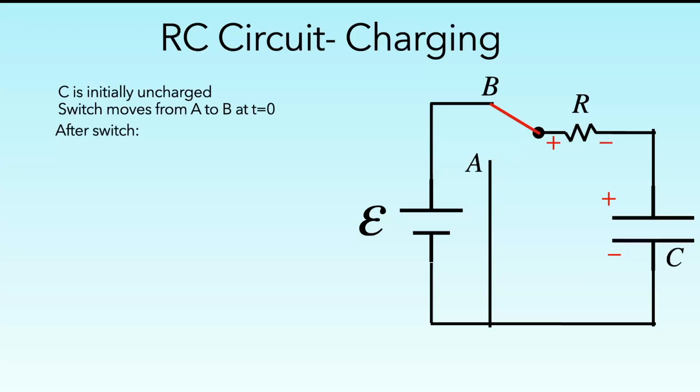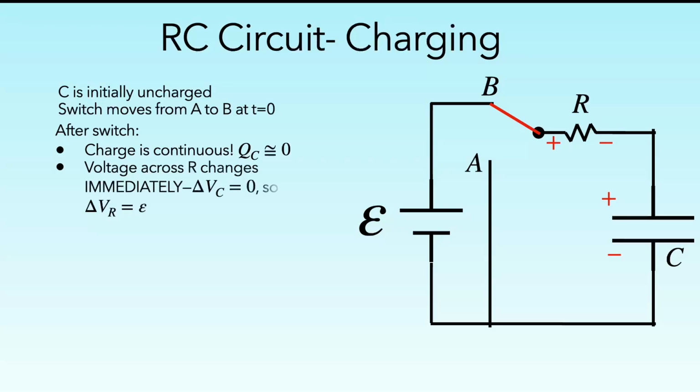Okay, so just after the switch moves, we remember that there's no charge on that capacitor. Charge can't move immediately, so the charge is continuous. The charge on the capacitor is about 0 still at the very instant after the switch is thrown. But the voltage across the resistor changes immediately. Why? Because there's no voltage across the capacitor. So if we do Kirchhoff's voltage law, going around in the clockwise direction, we go positive epsilon minus the voltage across R minus 0 equals 0. So the voltage across R has to be the same as epsilon.